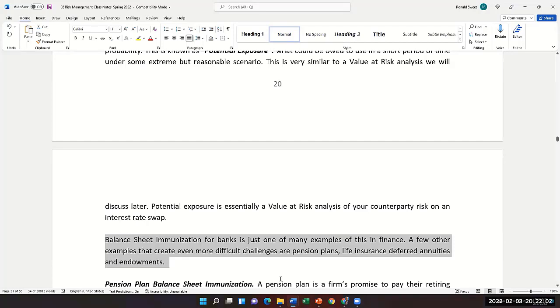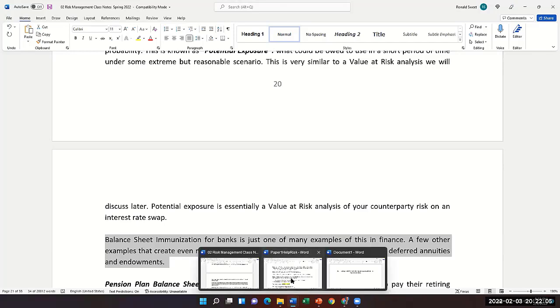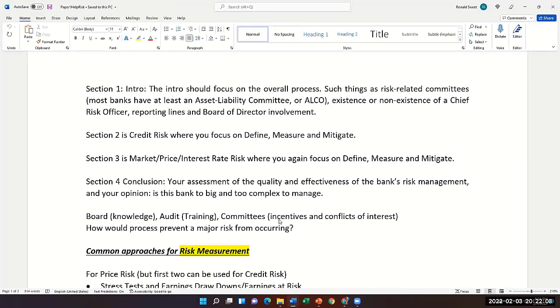Before we jump on to the next topic, let me talk through paper one a little bit, because I really want you to make good progress on paper one this weekend. This is a document, and I'll put it out on Blackboard, but I want to edit it a little bit. The first thing you can do is an introductory section. What committees do they have? Who are the players? Do they have a risk officer? What does the board of directors do? Just an introductory. One thing I didn't put in here is to include their statements of philosophy.